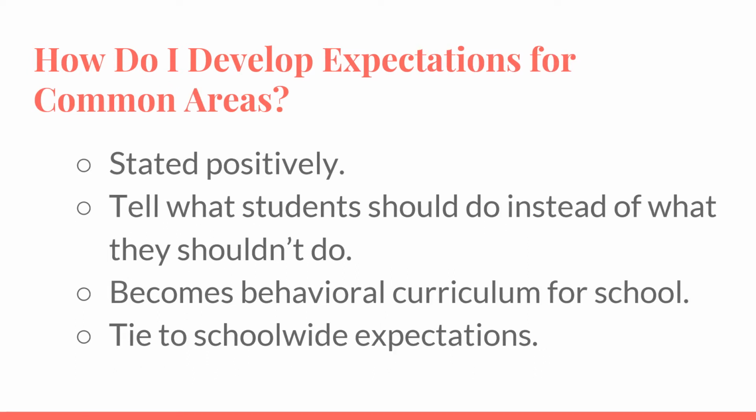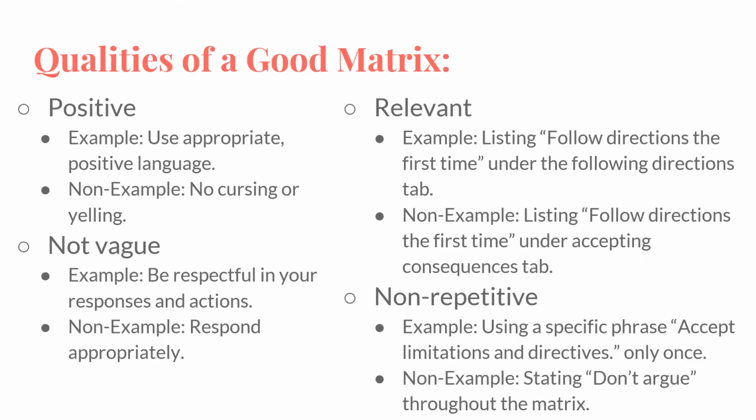How do I develop expectations for common areas? Well, first, you need to say them positively. Tell students what they should do instead of what they shouldn't do. This is going to become your behavioral curriculum for the school. So let's tie it back to those school-wide expectations that we just made. Some qualities of a good matrix are going to be positive, not vague, relevant, and non-repetitive. Some examples of positive are use appropriate, positive language. Tell them what they should do. A non-example would be saying no cursing or yelling, or don't do that. You're using very negative wording, and it doesn't assume the best.